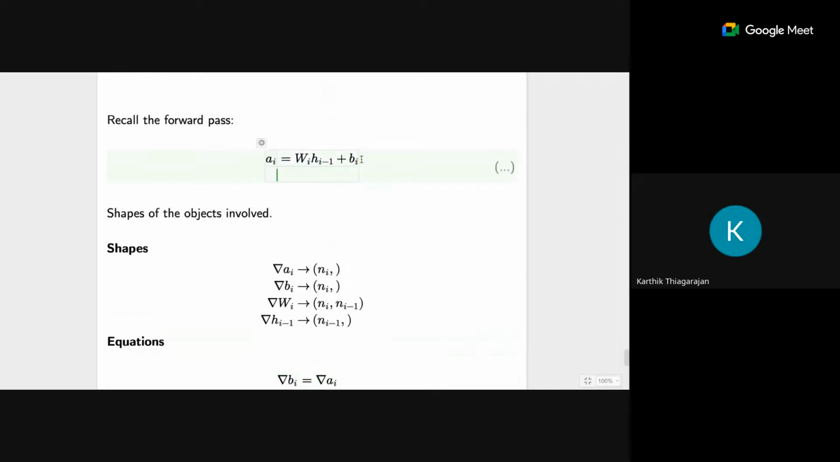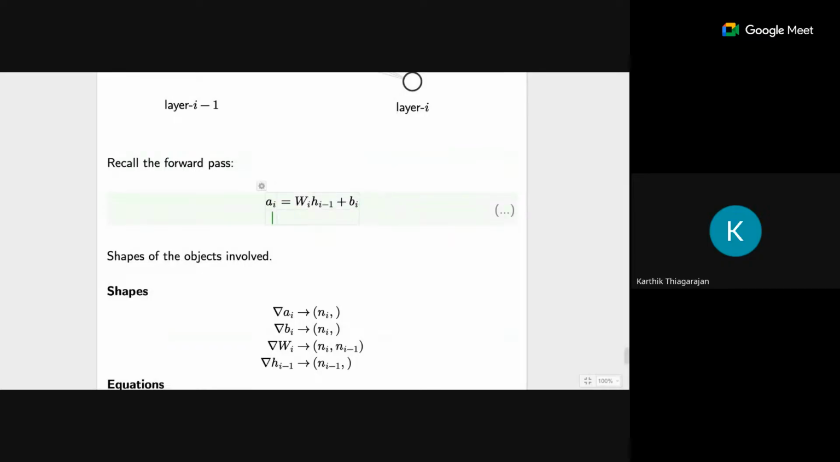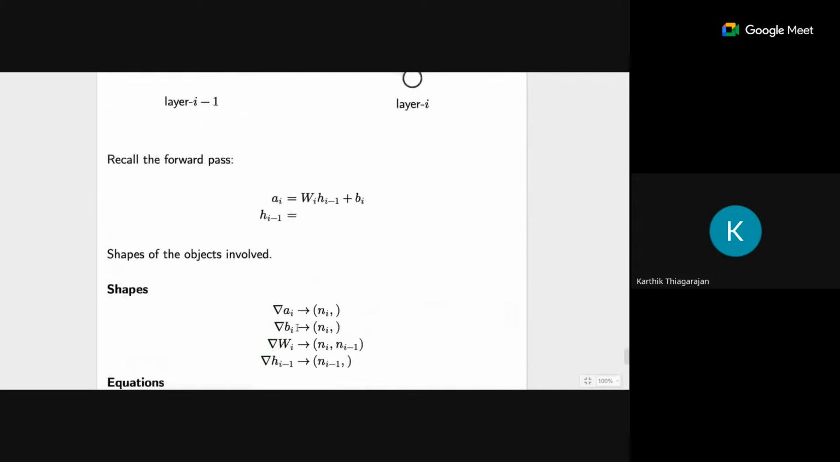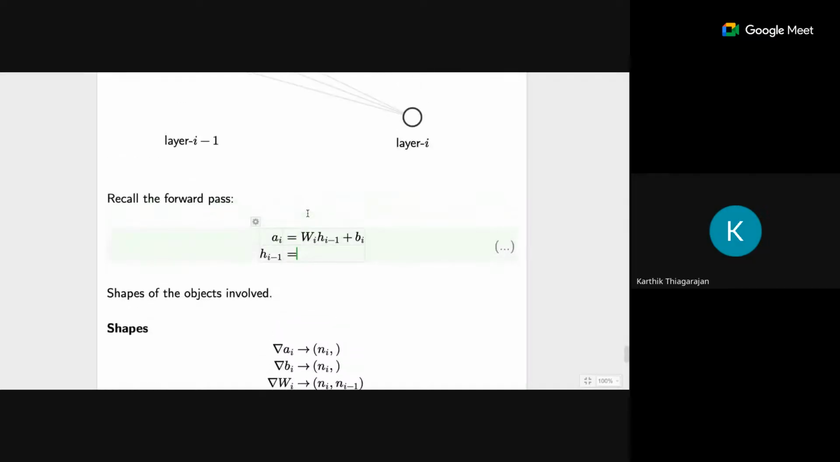So how do you get that? You notice that you already know what h_{i-1} is. You have h_{i-1} with you here, so that's good for you. So what is h_{i-1} in terms of the forward pass? It's the activation function of a_{i-1}. Yeah, it is g of a_{i-1}. Okay, so that is h_{i-1}.